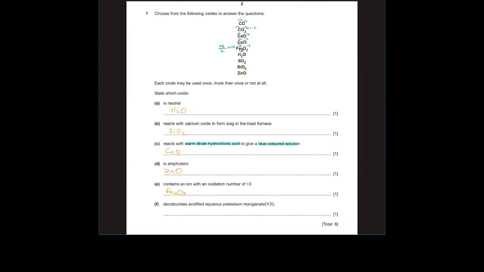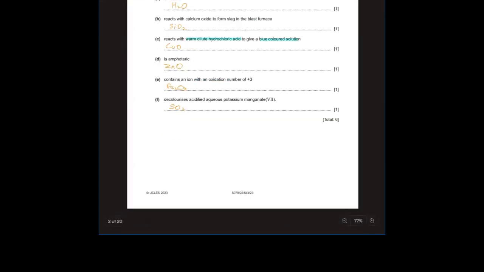Decolorizes acidified aqueous potassium manganate(VII). We have also studied that in gas identification notes. So it is sulfur dioxide. So question number 1 is completed. Let's go to question number 2.